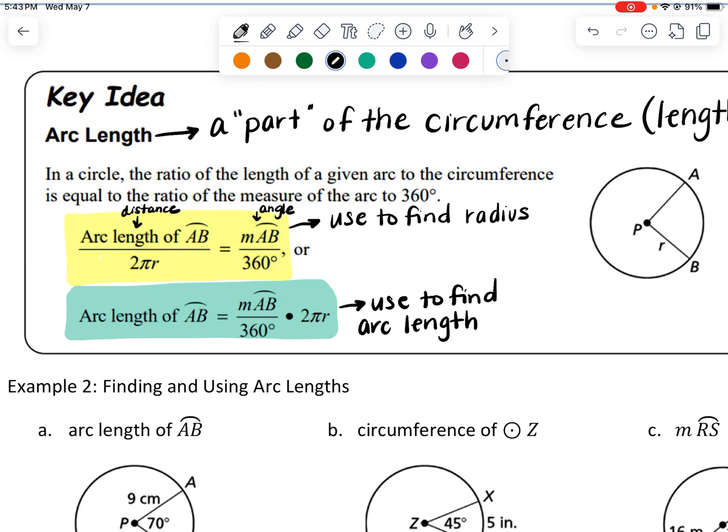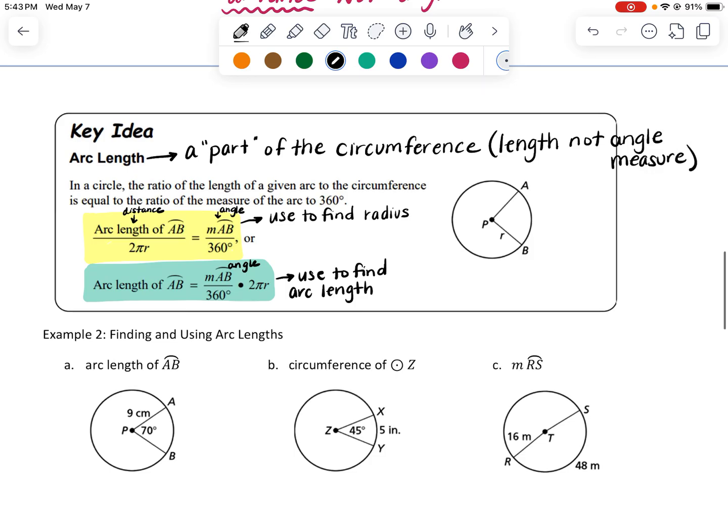And then we also have that the arc length of an angle is, again, the angle over 360. So take a minute to write those down. We're going to use the top one to find the radius, the bottom one to find the arc length, and we're going to go through some examples.